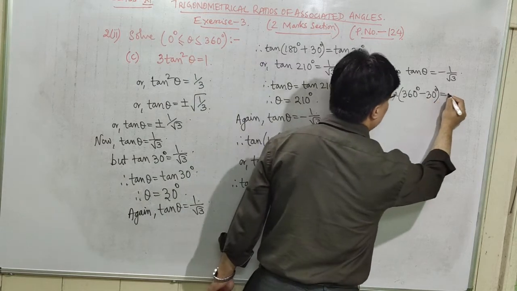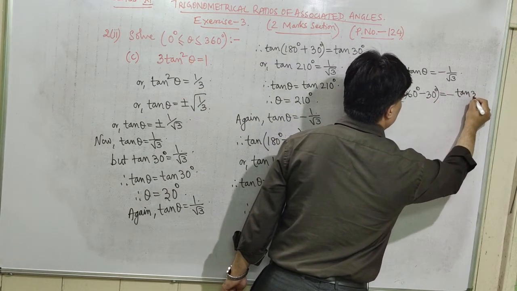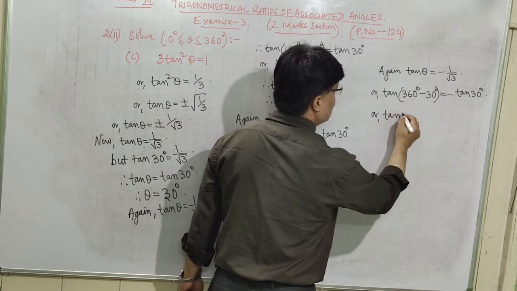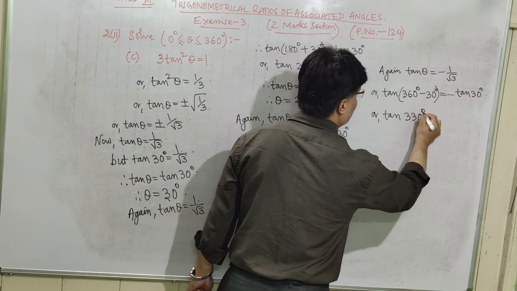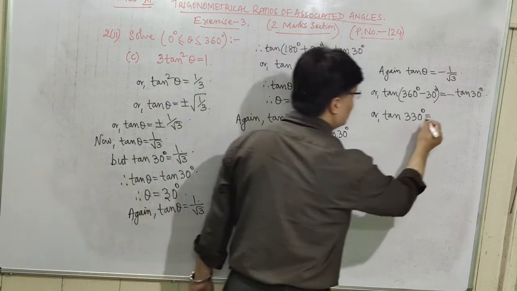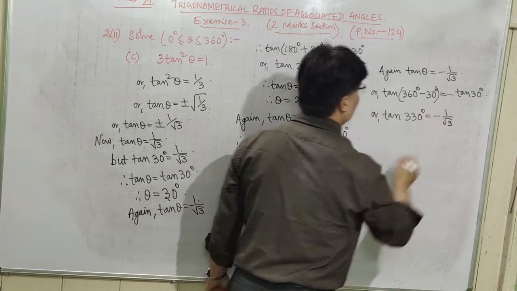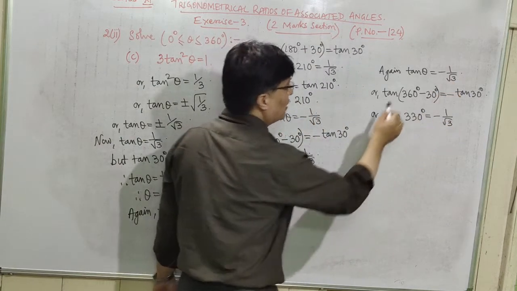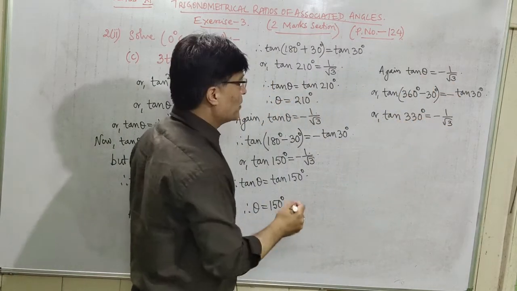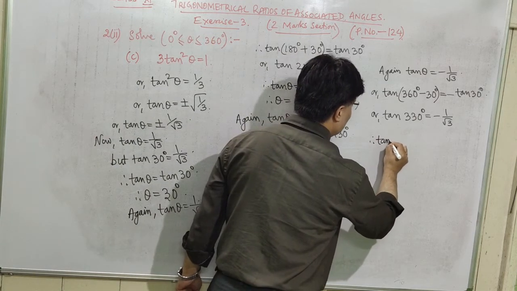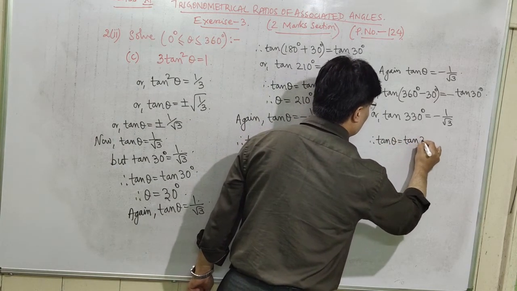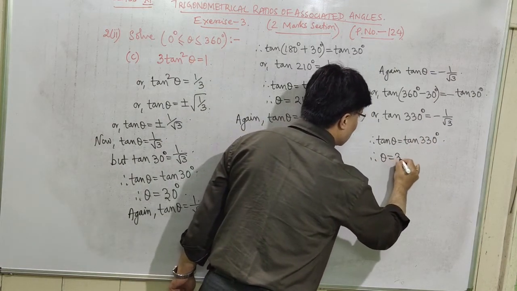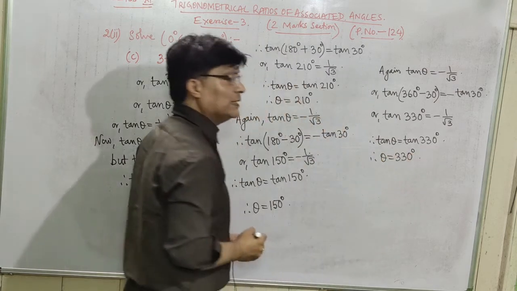Which is equal to, on the right hand side, what is tan 360 minus theta? 360 minus theta lies in the fourth quadrant, so it is negative, and tan remains as it is, minus tan 30 degree. So this is tan, what is 360 minus 30 degree? It is 330 degree. On the right hand side, you can put the value. This is minus 1 by root 3. Okay. So both these are the same value, minus 1 by root 3. You can equate the left hand sides also. So therefore tan theta is equal to tan 330 degree. So what is the value of theta now? So theta is equal to 330 degree.